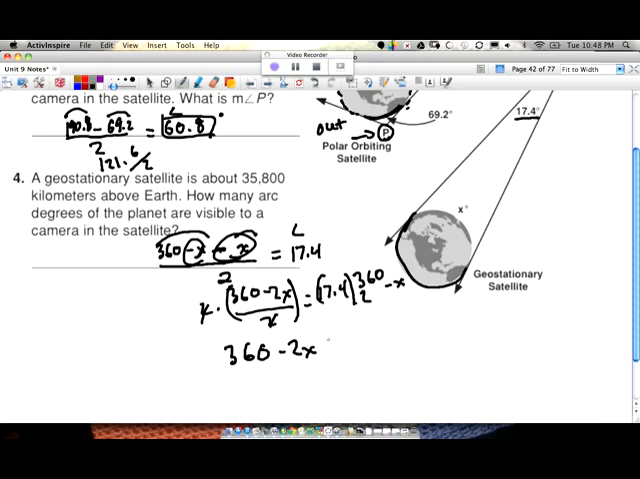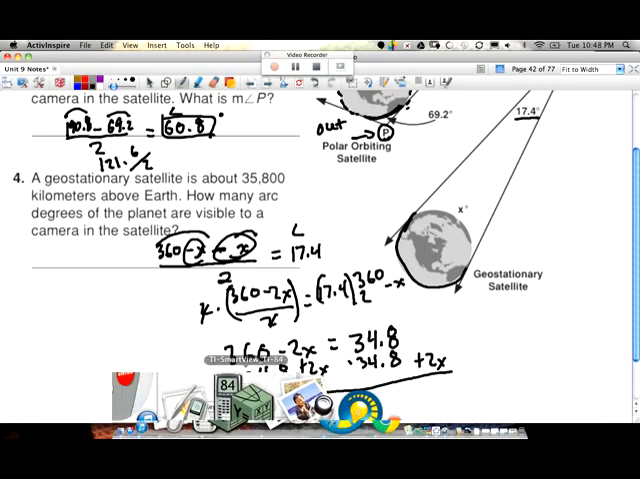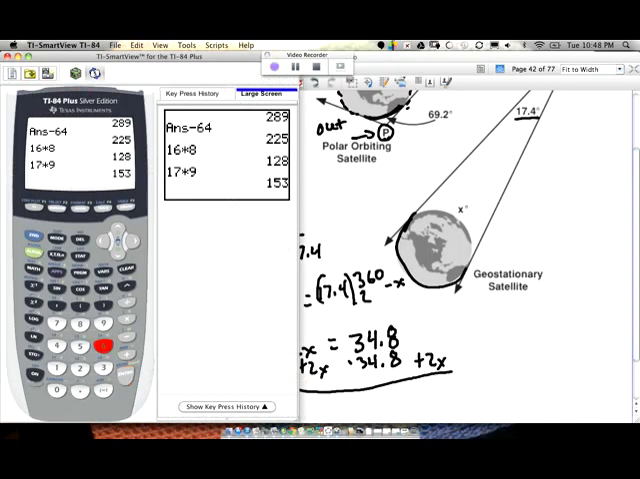Then I'll have 360 minus 2x equals 17.4 times 2, which is 34.8. And then we're going to subtract 34.8 from 360. We're going to add 2x to both sides. Let's see what we come up with. I'm just going to use a calculator. This is getting too long. 360 minus 34.8 gives me 325.2.